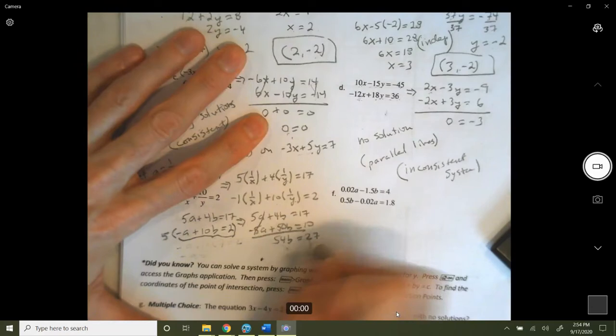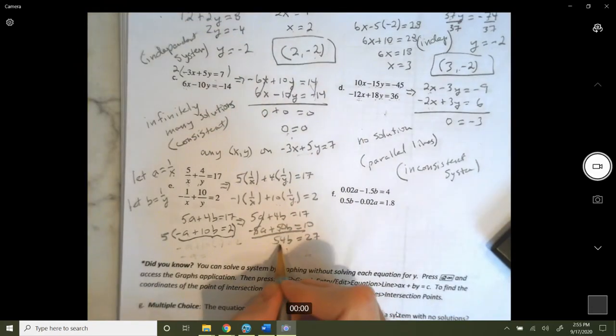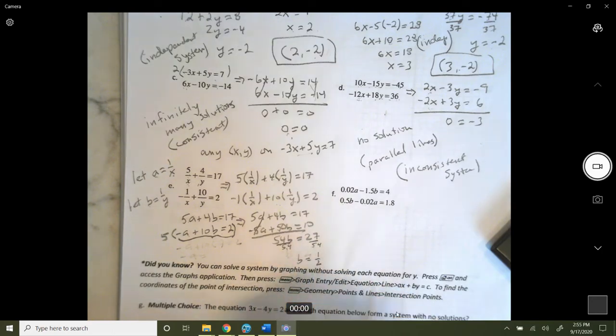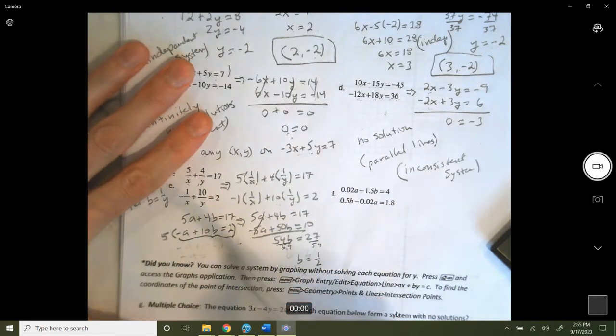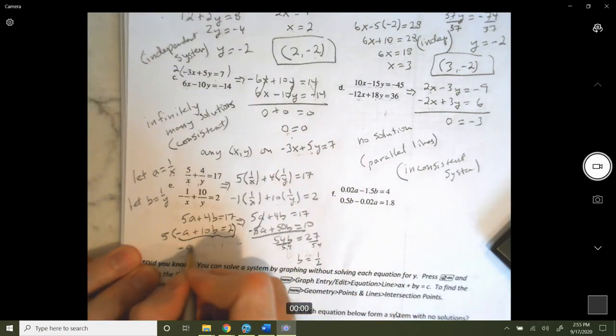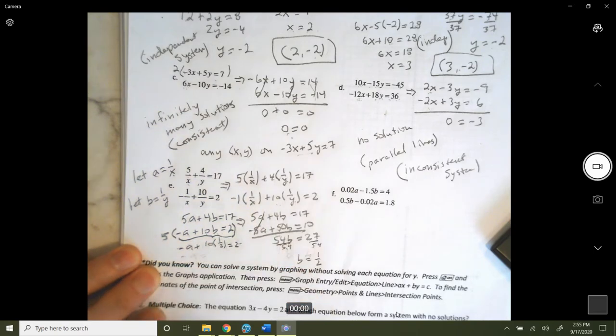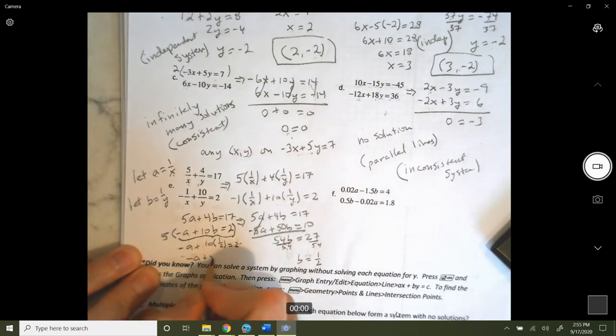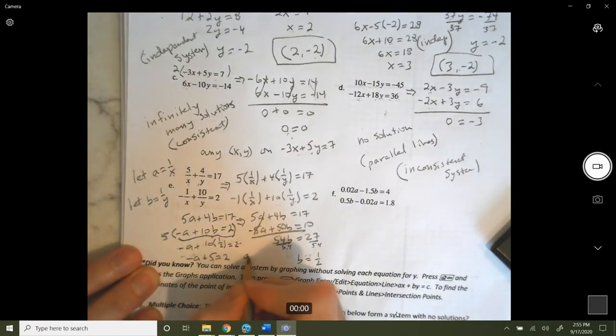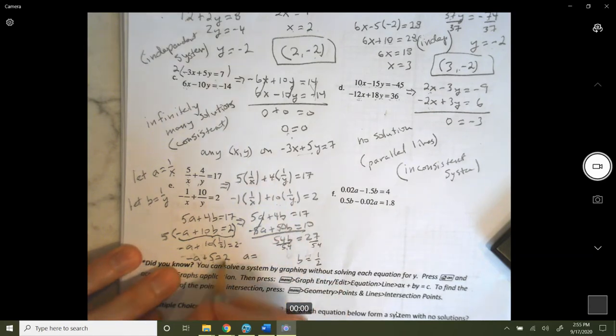I did that too fast. When you divide both sides by 54, b is actually 1/2. Okay, so we have to plug in 1/2 for b. So we've got negative a plus 10 times 1/2 is equal to 2. So negative a plus 5 equals 2. Add the a over there, subtract the 2. You're going to get a is equal to 3.